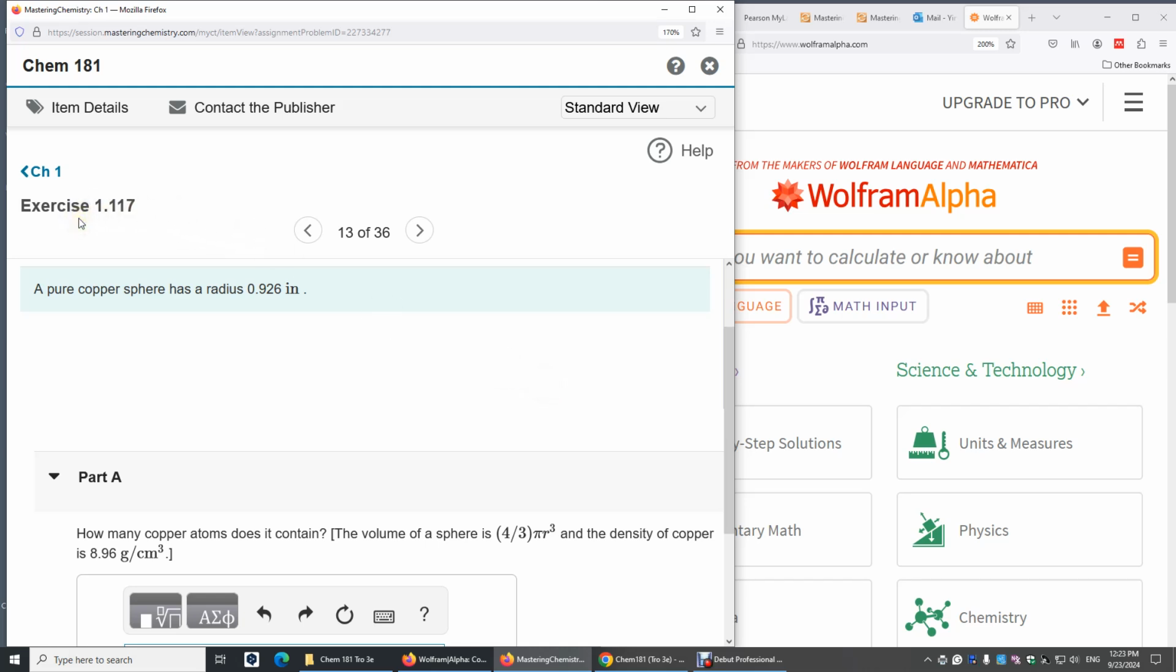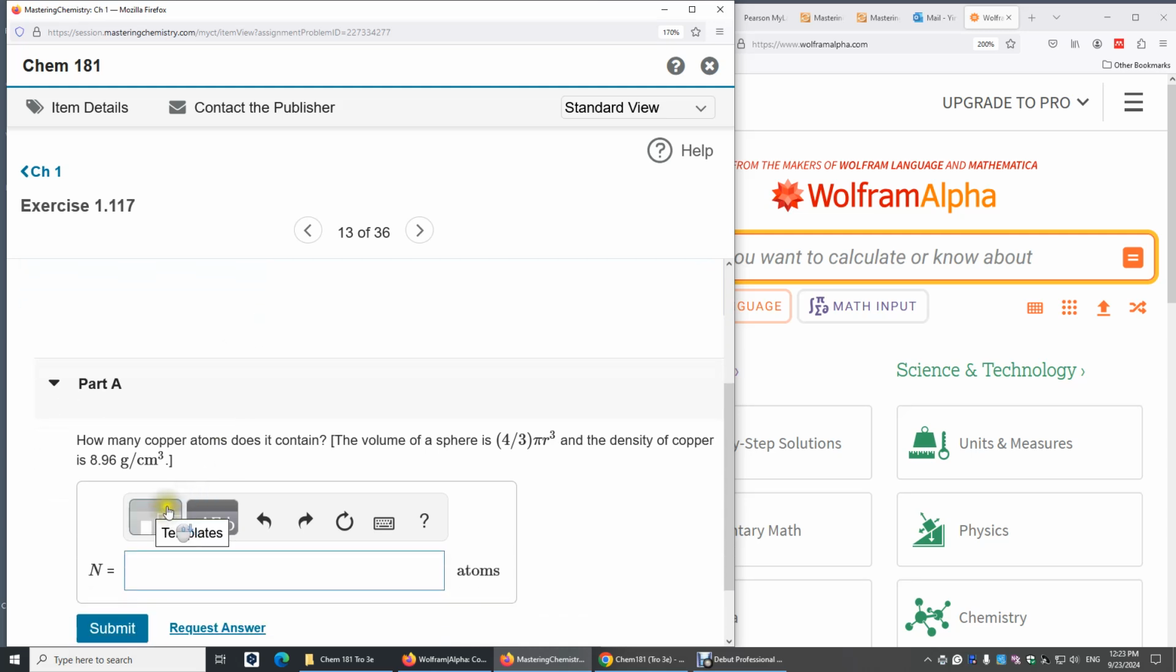Chapter 1, Exercise 1.117. A pure copper sphere has a radius of 0.926 inches. How many copper atoms does it contain? We have the formula for the volume of a sphere and the density of copper.